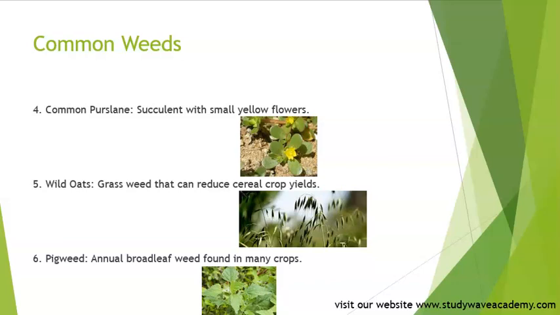Common purslane is also good at taking over open spaces. It can crowd out other plants and make it hard for them to grow. To control the common purslane, gardeners might pull it by hand or use weed-killing products.